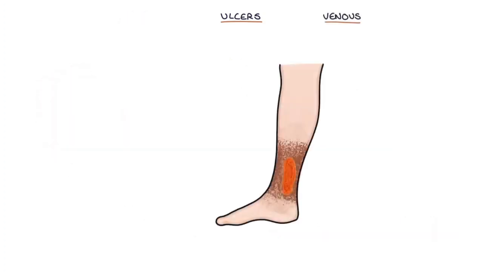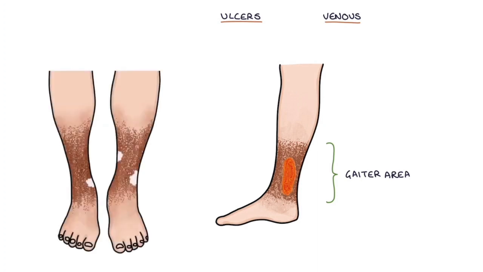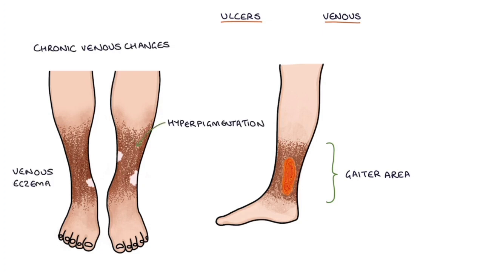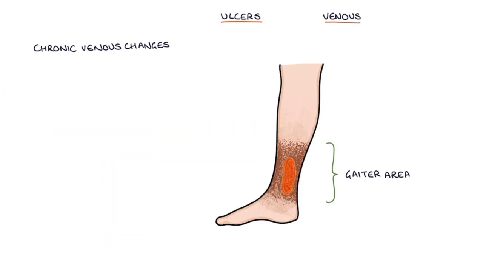Typically with venous ulcers, they occur in the gaiter area, and the gaiter area is the area between the top of the foot and the bottom of the calf muscle. They're associated with chronic venous changes such as hyperpigmentation, venous eczema, and lipodermatosclerosis. They occur after a minor injury to the leg.